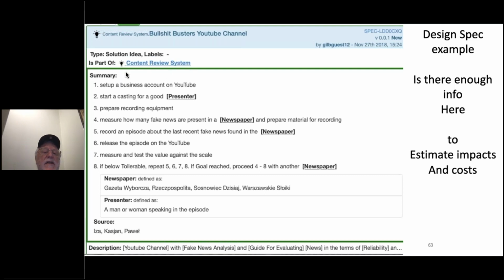You notice that these are a lot bigger than the designs often specified in the middle of a user story, which often just says something like "bullshit buster on YouTube channel." In other words, the name of it is all the information you get about the design sometimes. Here we're saying, no, you write down a little bit more detail so nobody can misunderstand. And if the term presenter is not clear, define it: man or woman speaking in the episode.